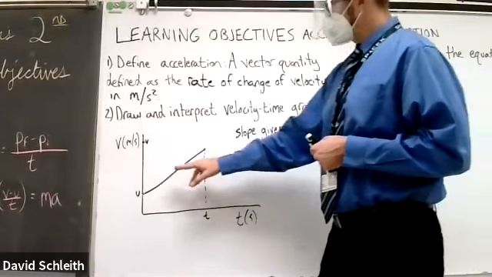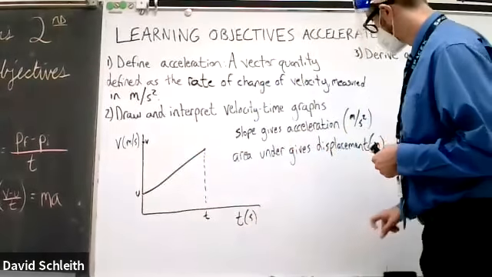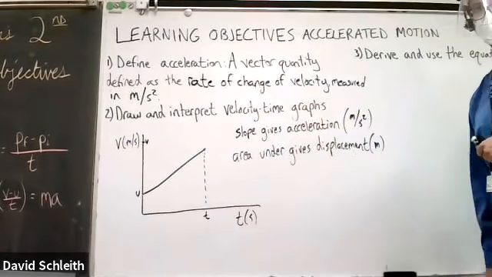Area is like a length times width, and so we take meters per second and multiply it by these units, seconds, and we get meters, which are indeed the units of displacement. So the area underneath that curve gives displacement.